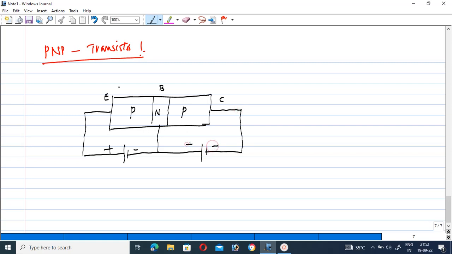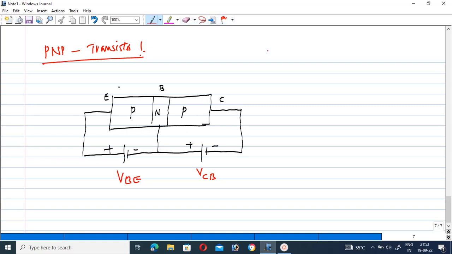Okay, negative, positive. Now let us see the voltage denotation. So this is nothing but VBE, and this is nothing but VCB. Right? This is just the block diagrammatic representation for the PNP transistor. Now you have to analyze the working of the transistor. Let us see very clearly.